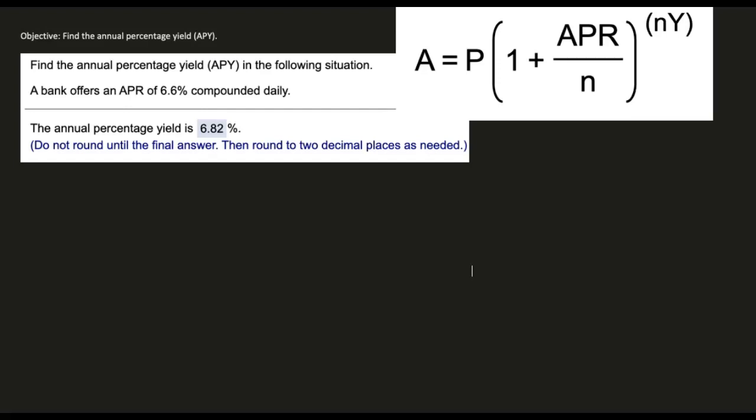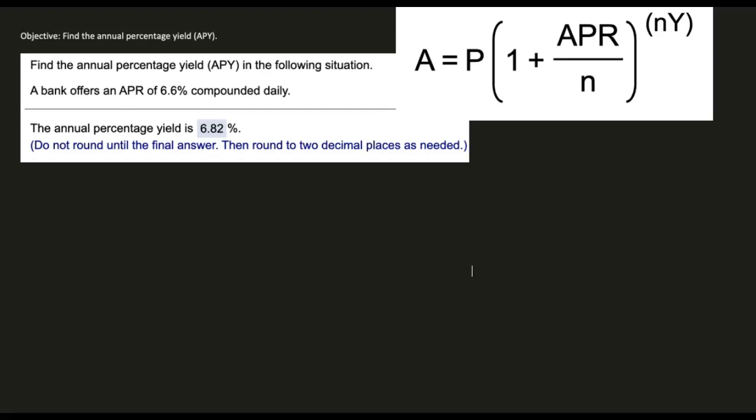In this example, we're going to find the APY, given some information about a bank's offer. And the bank here is offering an APR of 6.6% compounded daily. Now, to determine this, we actually are going to make some assumptions about what the principal and the number of years could be. And for these particular assumptions, it doesn't matter actually what numbers we pick, but we're going to stick with some simple values.